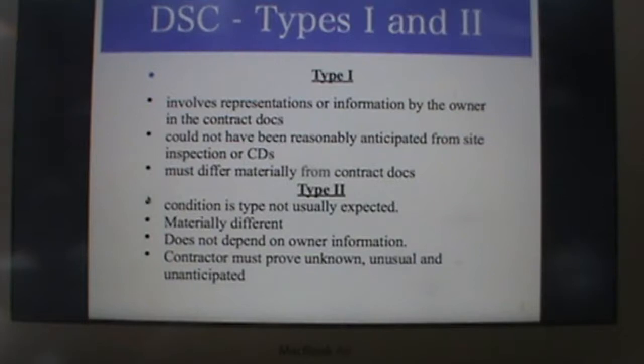As far as type 1 and type 2, they have some similarities. The main difference is that type 1 depends on contract documents, i.e. the plans and specs. And the conditions on site differ materially from information provided by the owner in those contract documents. Whereas type 2 depends not on information provided by the owner, but the condition that is discovered is so unusual that no one could reasonably have expected to find it in that environment.